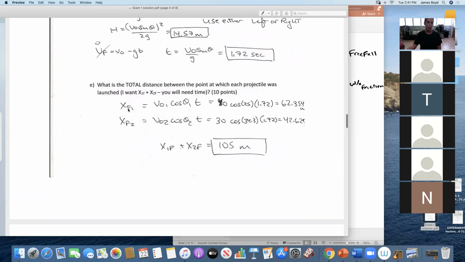So essentially, if you wrote down x final 1 is v naught 1 cos theta 1 t, and x final 2 is v naught 2 cos theta 2 t, this is about 5 to 6 points right here, especially if you recognize that t is the same for both of them. That's most of the problem right here. Everything else is just putting numbers in, and then a couple points for knowing that you needed to add them.